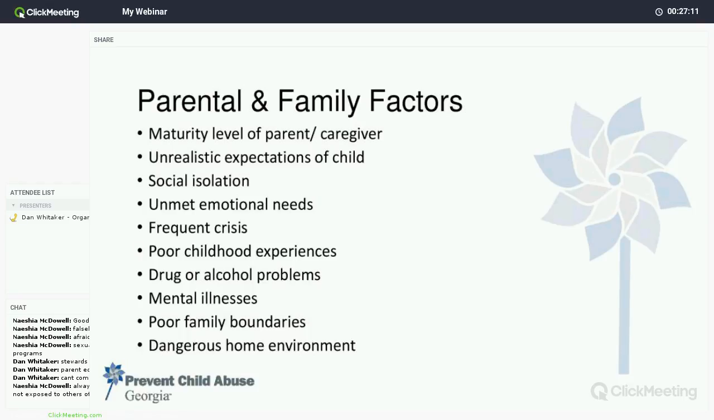And then also poor family boundaries and a dangerous home environment. Failure to protect a child from harm can include unlimited access to the home by outsiders, which is a huge factor for sexual abuse as well, access to medication, dangerous objects, lack of adequate supervision, and it can also be toxic substances in the household.